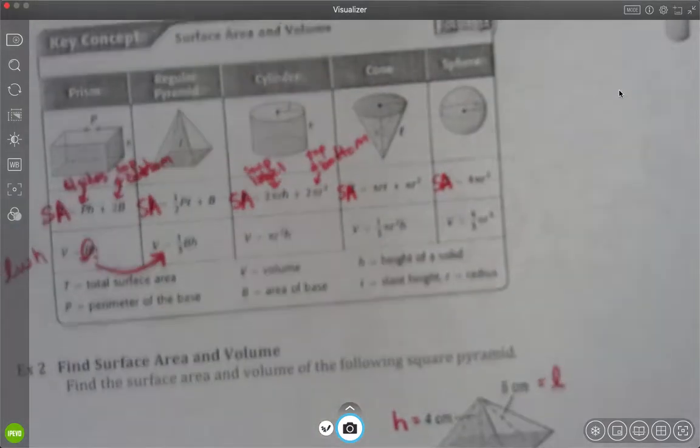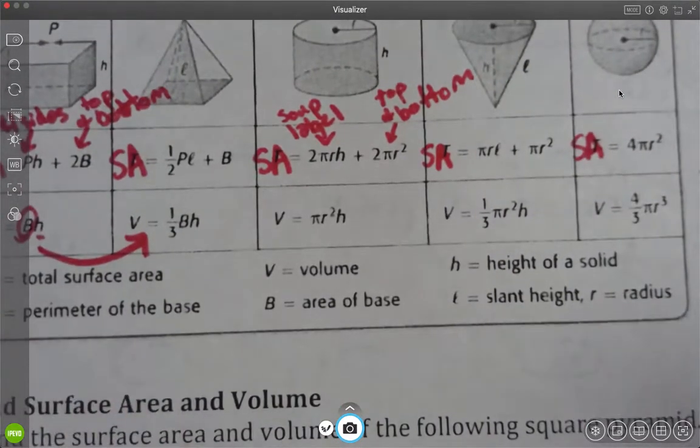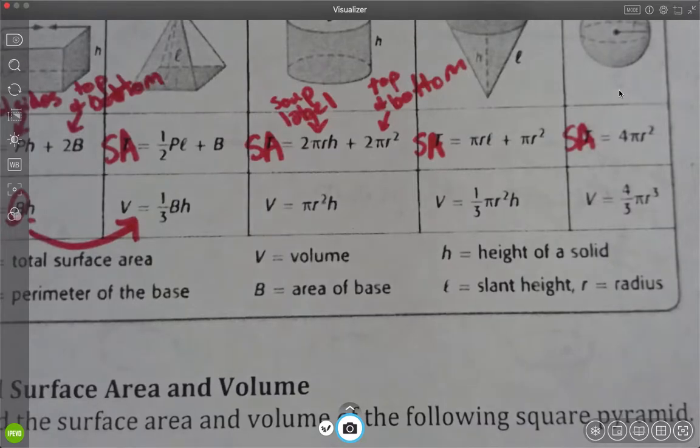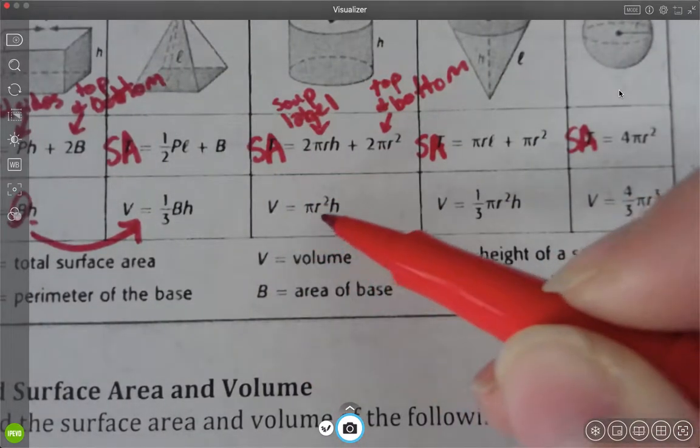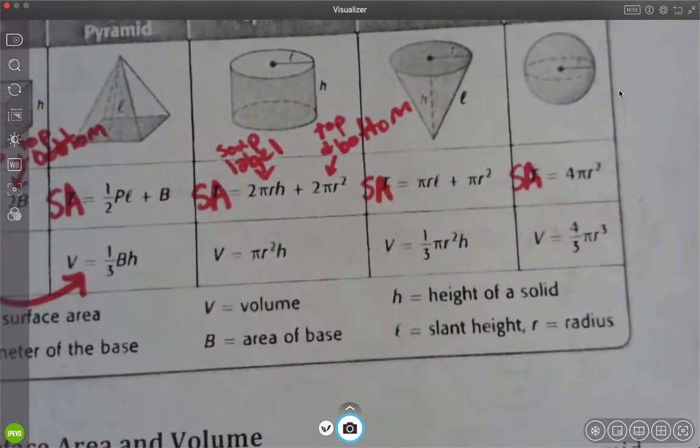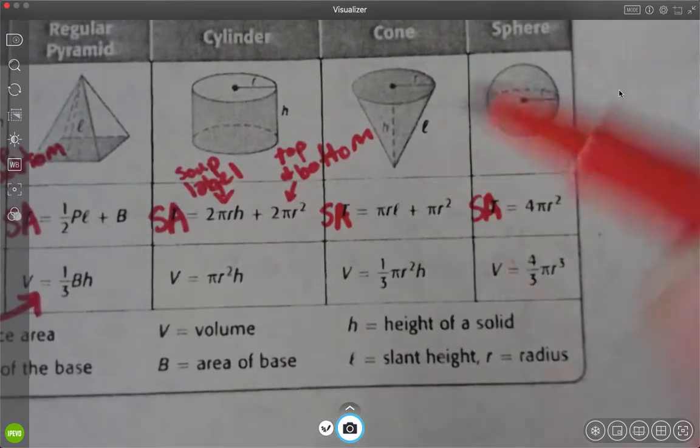Okay, so 2 pi r squared gives you the area of the top and the bottom. The 2 pi r h gives you the soup label. And then volume is pi r squared h. Okay, for a cone, pi r.